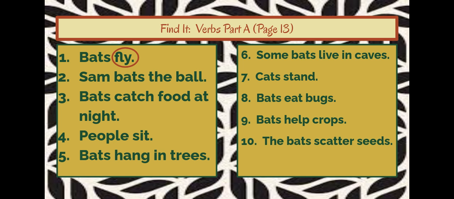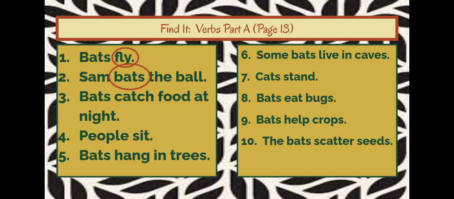Now let's look at the second sentence. Sam bats the ball. Here, I really have to focus in on which part is the naming part and which part is the doing part. Does the word bats answer the question, what did he do? Yes, the word bats describes the action. So bats is the verb in this case. Notice it was the noun in the first sentence, but here it's the verb because it's what he's doing. So I'm going to circle bats.